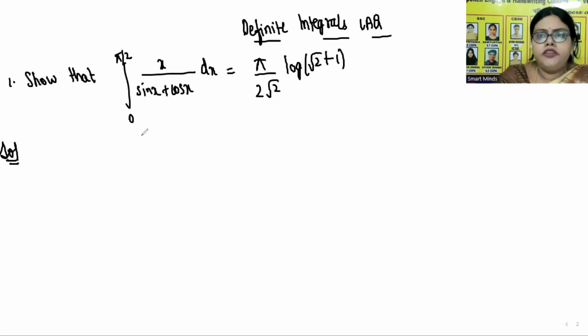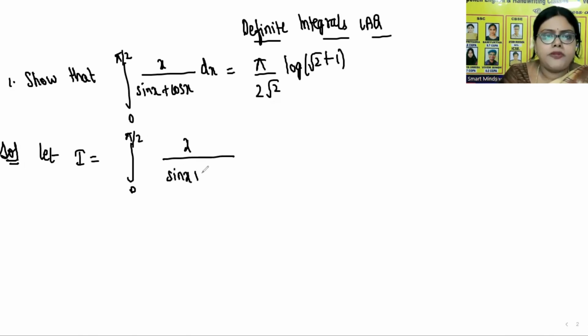Now let us continue with definite integrals LAQ. So the first question is, show that integral 0 to pi by 2 x by sin x plus cos x dx is equal to pi by 2 root 2 log root 2 plus 1. So let us take I is equal to integral 0 to pi by 2 x by sin x plus cos x dx.